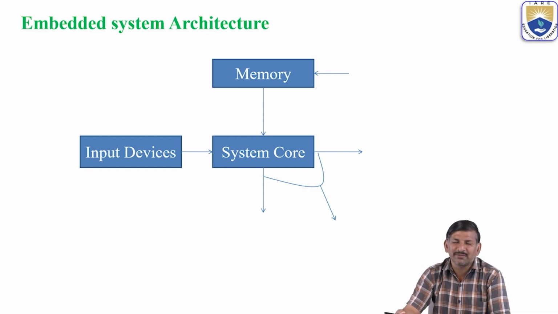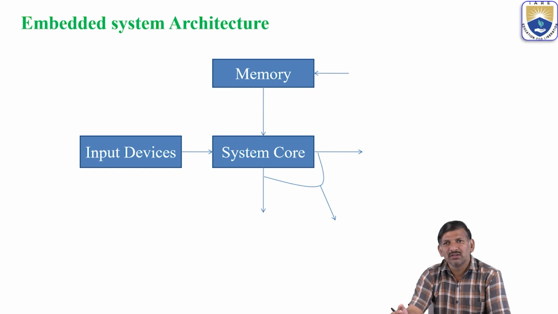The first is the sensor. Sensor is a transducer which converts physical information into an electronic signal. There are various types of sensors: temperature sensor, pressure sensor, humidity sensor, proximity sensor. Like that, various types of sensors are there. We may use different types of sensors based on the requirement, or we can use input switches and various other devices.